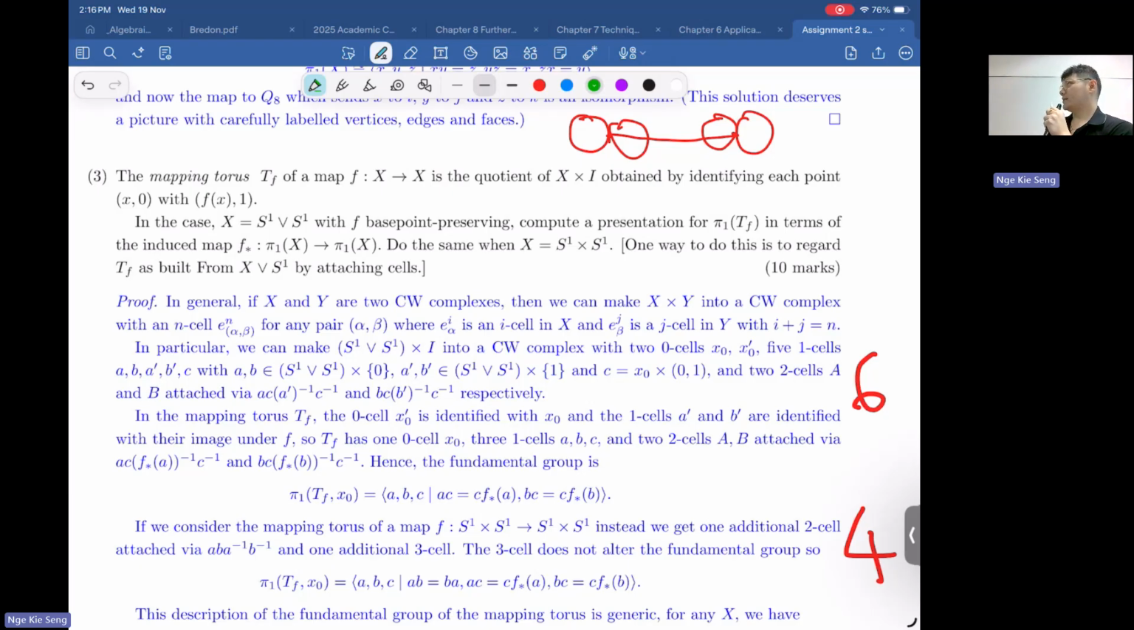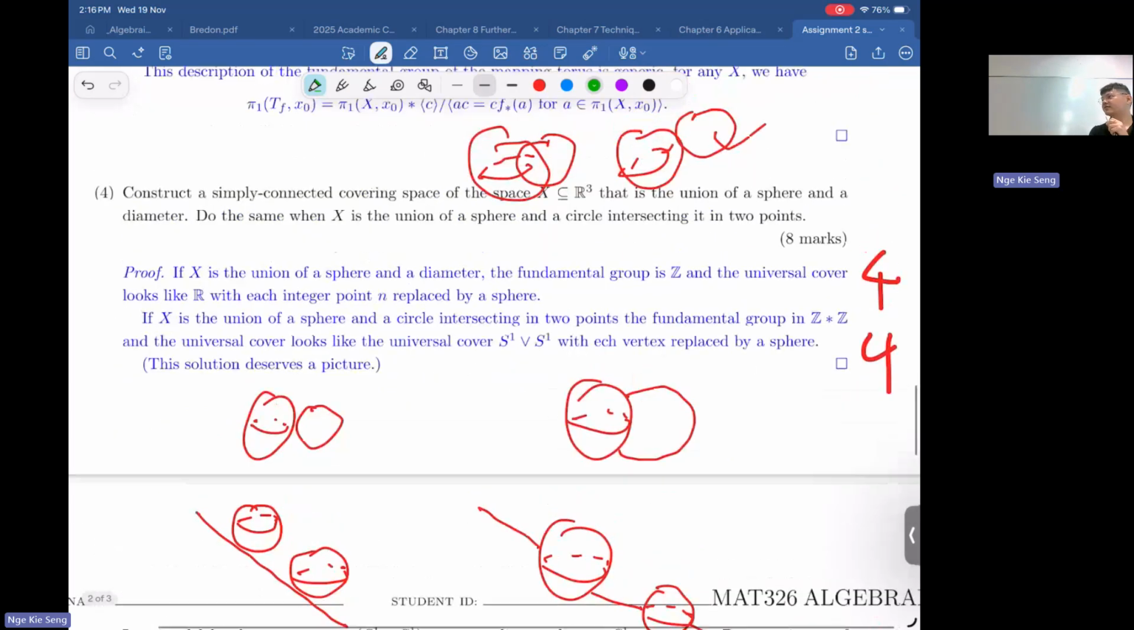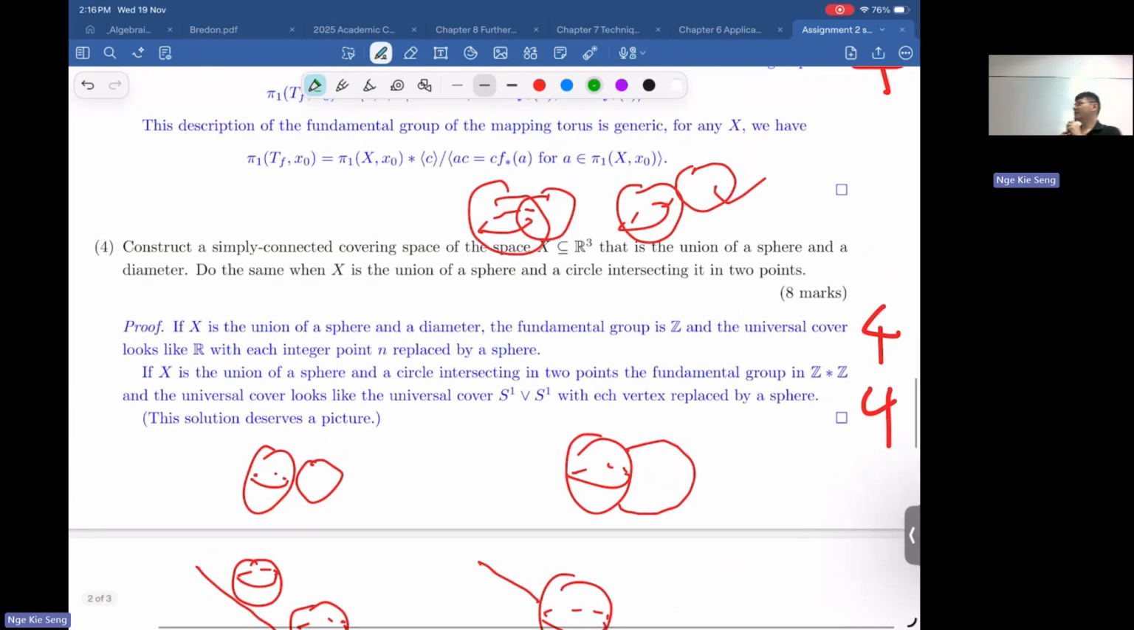And the last part is quite interesting. It asks you to construct a simply connected covering space of X, which is a union of a sphere and a diameter. I think this is a question that we met on our quiz. We have a sphere and then we have a diameter here. What's the simply connected covering space here?